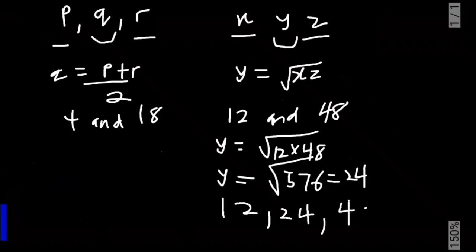So it shows us that the common ratio here is 2. 24 divided by 12 is 2. 48 divided by 24 is 2.